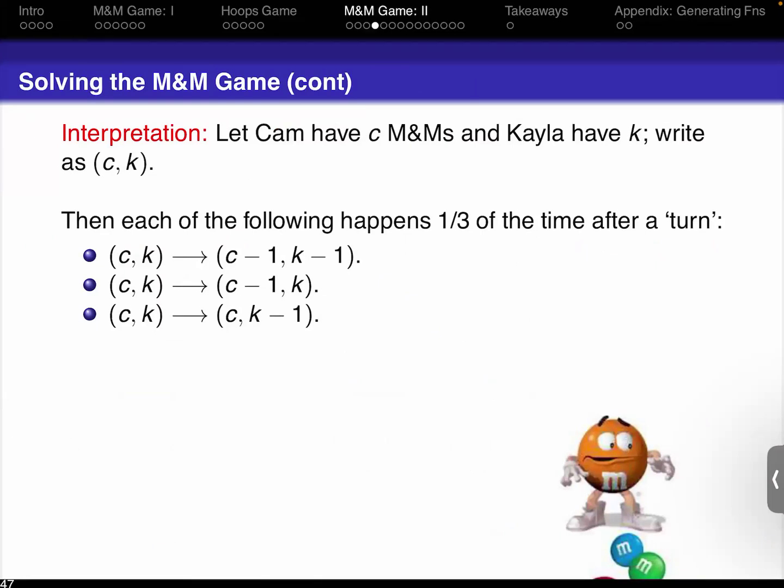There are other ways to view this. Why do you think I'm saying Cam has c M&Ms and Kayla has k M&Ms? Yeah, the start of their names, right? Why do we use the sign we do for integral? Why do we use the sign we use for sum?